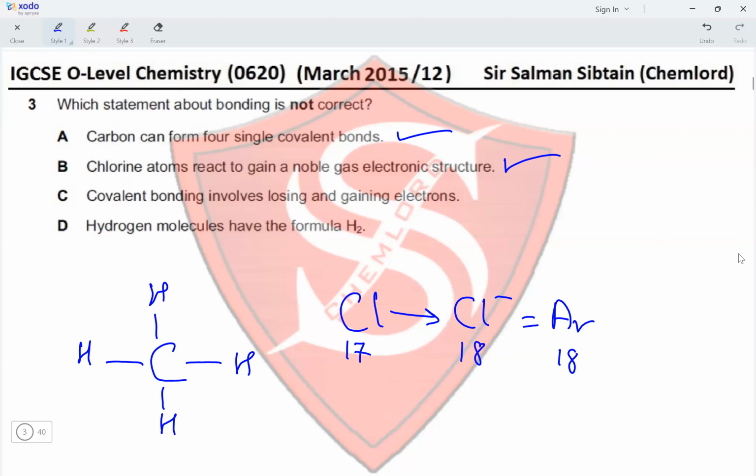So this is correct. Covalent bonding involves losing and gaining of electrons? No, it involves sharing of electrons. Hydrogen molecules have the formula H2. Yes, a single bond is present between two hydrogen atoms. So this makes option C the correct option for this question.